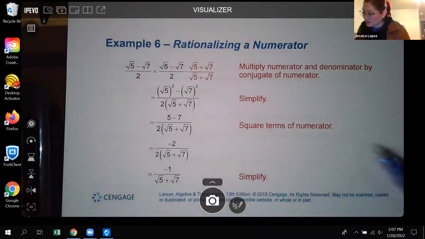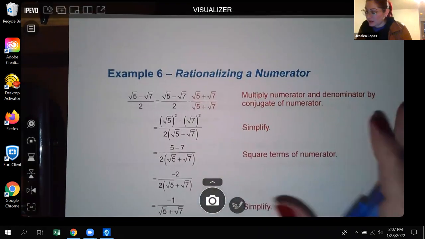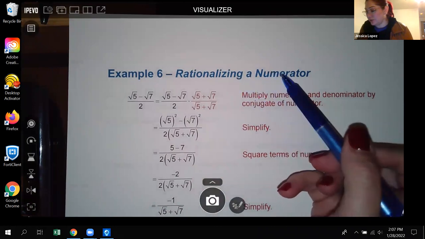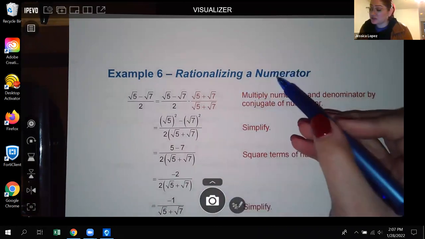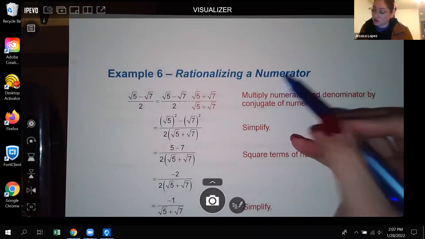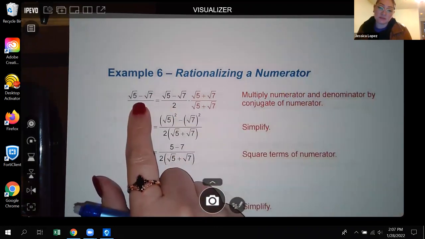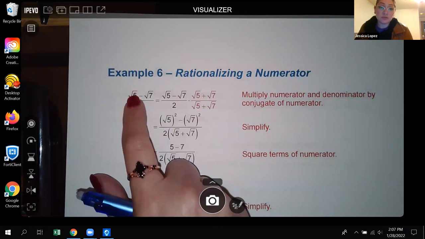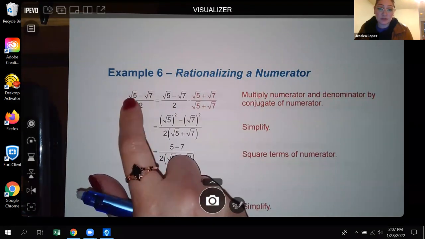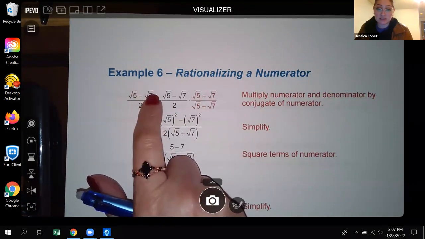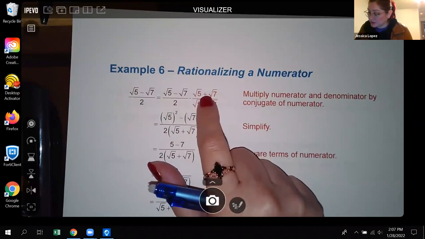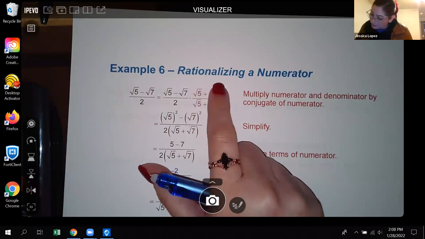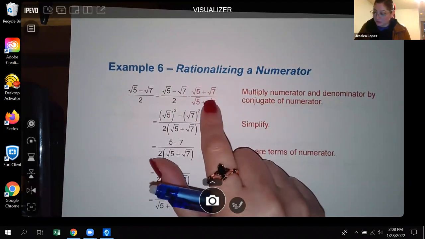Okay, so now what happens if they ask you to rationalize a numerator? It doesn't matter whether it's the numerator or denominator, just pay special attention to what they're asking you to rationalize. So they basically don't want any radicals in the top. Now we have 2 terms here now. So what they've done is they've asked us to use the conjugate. So instead of a minus in the middle, they put a plus in the middle. And what they did on the top, you have to do to the bottom, okay?